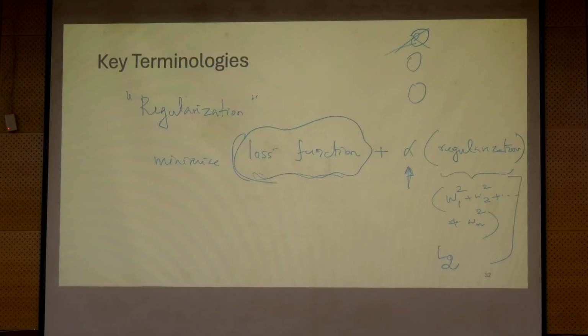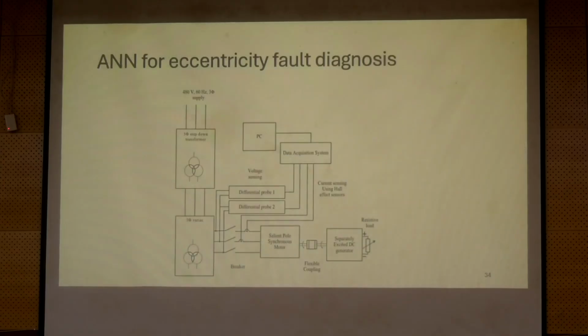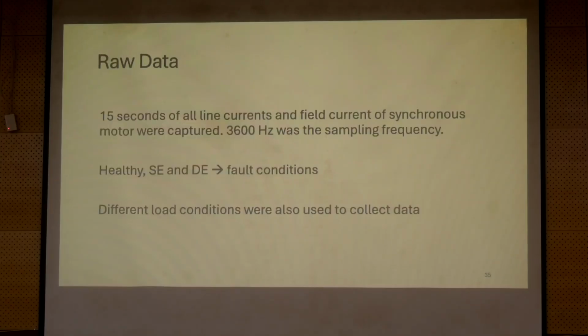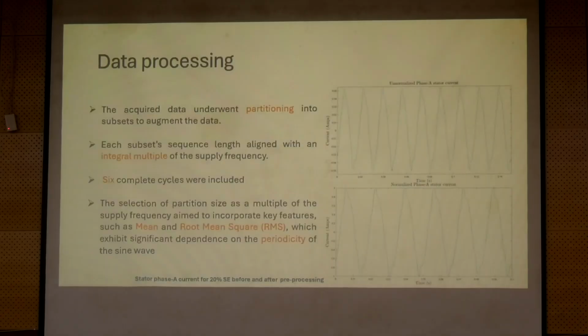So when you go into a tool like MATLAB, and you want to do eccentricity fault diagnosis, you have the experimental setup done, you collected data, all those things are good. But after that, if you want to implement it for fault classification using ANN, and you have access to MATLAB, how would you do it? Let's say you have raw data, 50 seconds of line currents and rotor field current of a salient pole synchronous machine, which is DC excited. We are using a sampling frequency, we have fault conditions, load conditions.